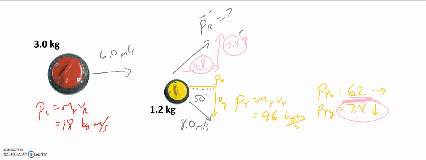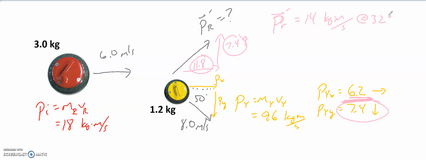So now I can use Pythagoras to figure out the hypotenuse, how much momentum it actually has, and then trig to find the angle. So Pythagoras, momentum for the red rock afterwards. Using Pythagoras to find the hypotenuse, we're looking at around 14 kilogram meters per second for the momentum. Then we use some trig, using tan theta would work really nicely, and we get an angle of around 32 degrees. So that would be the momentum of the rock afterwards.